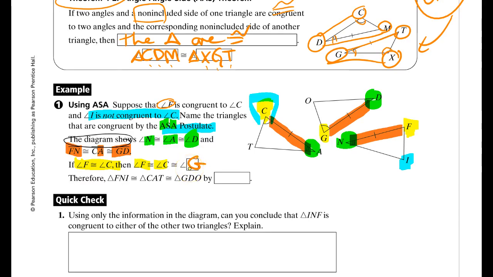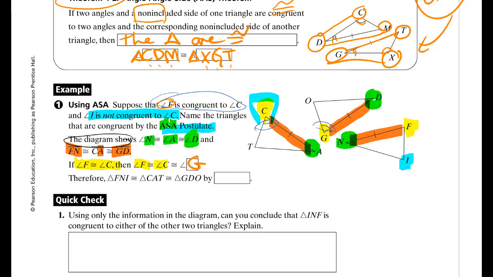Well, why is that? They told us F is congruent to C, but we can also figure out that that would be congruent to G because of the marks that they made. Do you see this little arc mark right here? That matches this one. So we started off with C congruent to G, and they only told us up here that F was congruent to C. So if F is congruent to C and C is congruent to G, then F and G are also congruent. Fascinating.